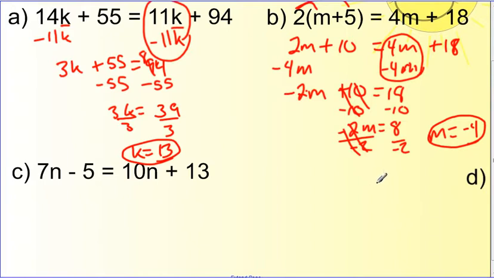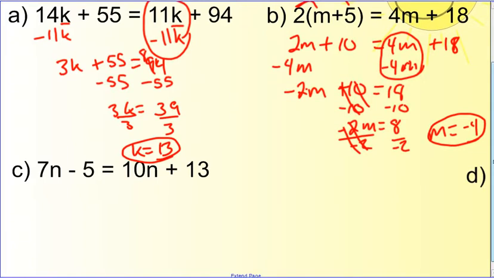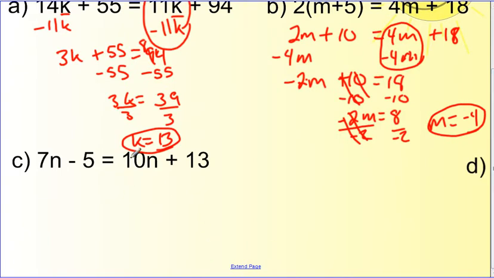Let's keep going. Letter C. Next example. I'm going to need more space than that. No, there's no parentheses to distribute. There's no like term to combine. There are variables on both sides. So get rid of this one. Minus 10n, I should say. 7n minus 10n is negative 3n.